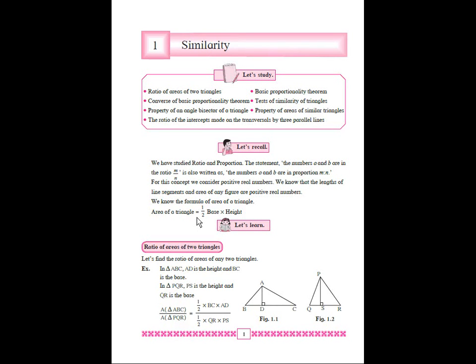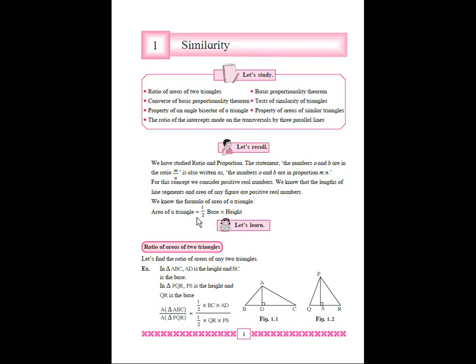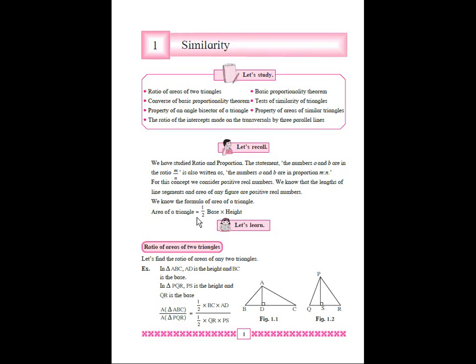If you find the ratio of two triangles, in your book they have given two triangles. The first one is ABC, the second one is PQR. In ABC, the base is BC, and in PQR, the base is QR. The height is AD, and PS. So what is the area of a triangle? It is 1 half into base into height.